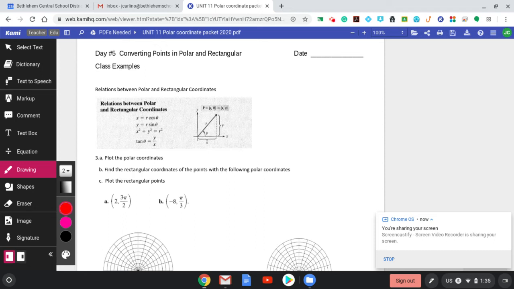Okay, guys, here we go. Third new day of this unit, day 5, converting points into polar and rectangular. All right, so here's where we're going today. You guys know how to graph everything in polar, which is great now.